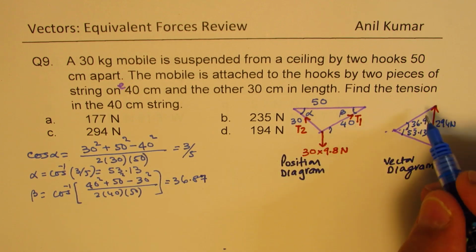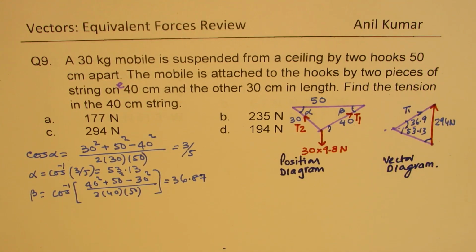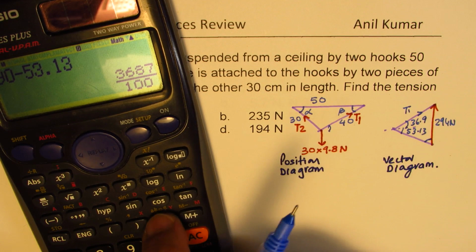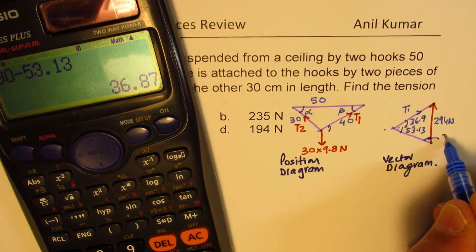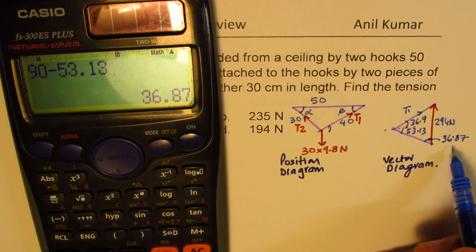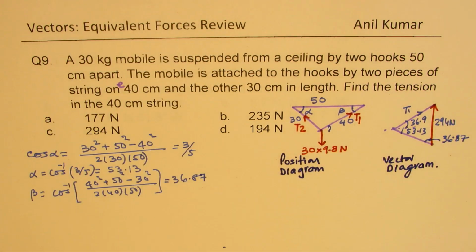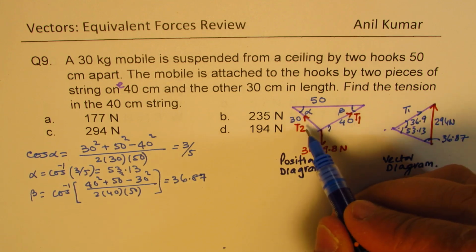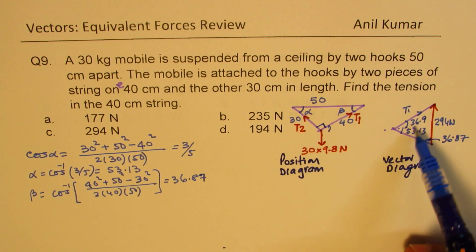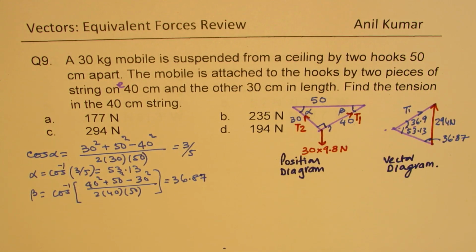Now, we want tension T1, so we'll also need this angle, correct? So that angle is going to be 90 minus 53.13, which is 36.87. So this angle is 36.87. Okay. Let's add these two angles and see what we get, right? 3, 4, and 5 is basically 90 degrees, if you remember. So if you add them, you should get 90 degrees, correct? Okay, so with 90 degrees, it is much simpler to solve anyway.